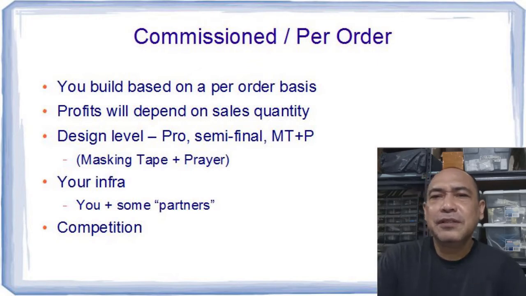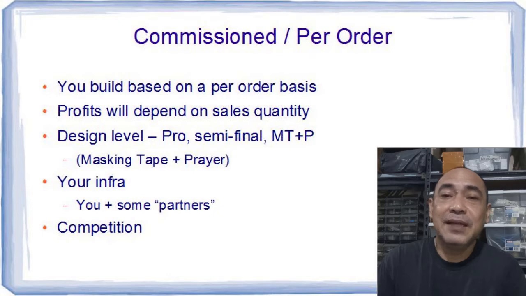So your infrastructure, you and some partners. By partners, I mean the people that will help you get your products made or sold. And now again, there's competition. So in this space, if it's custom work, then your competition are the people that do the same thing you do. What I don't like about this is the price wars. So usually they'd ask for bids. How much can you do this?